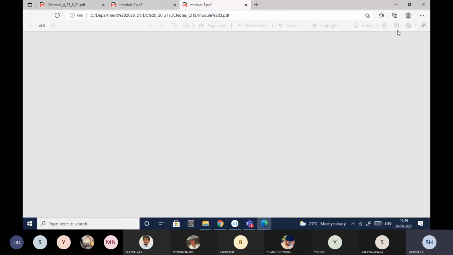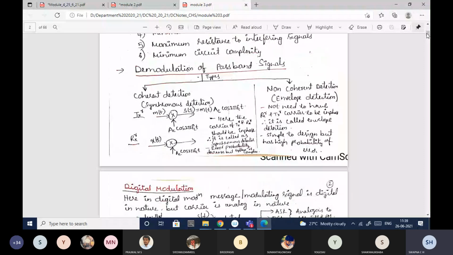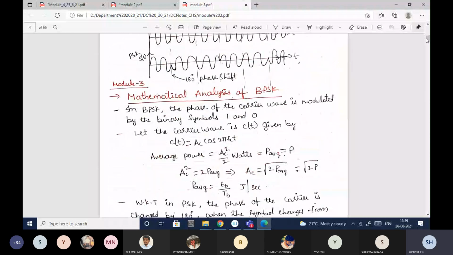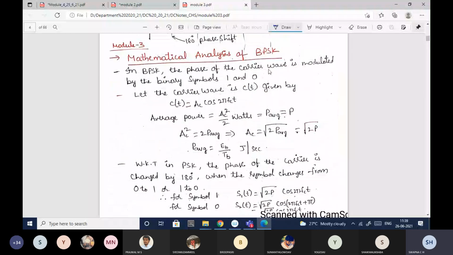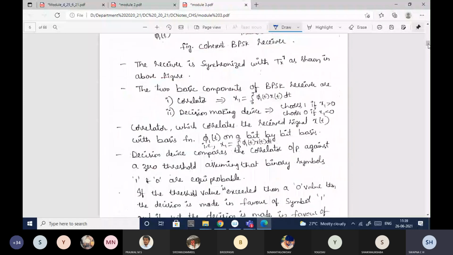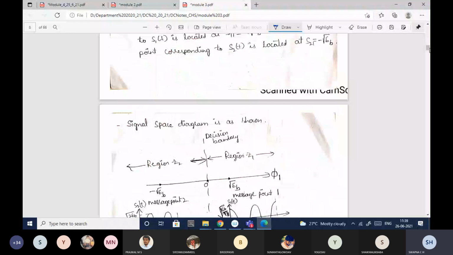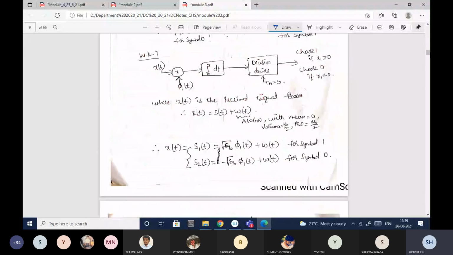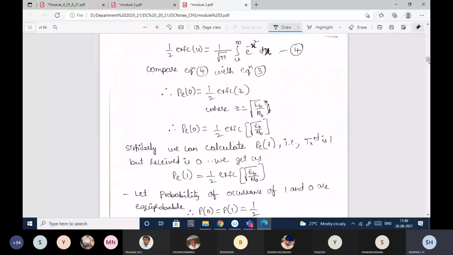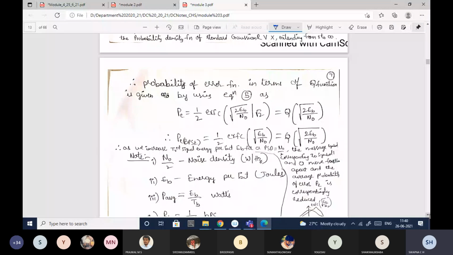So what are the questions you have? Let me just tell you. This entire thing is introduction. Digital modulation, it starts with BPSK. BPSK generation and detection, then signal space diagram, then comes the average probability of error, all the problems related to that. So this is a derivation for probability of error.